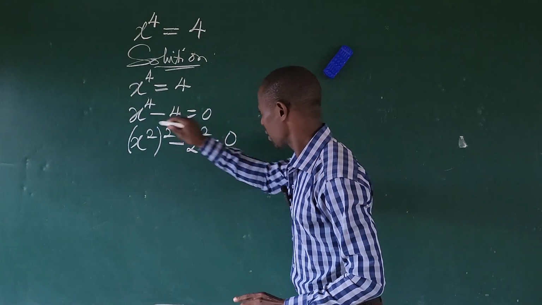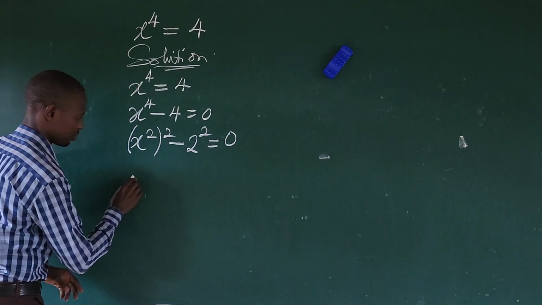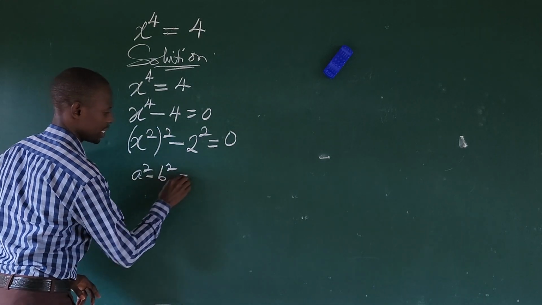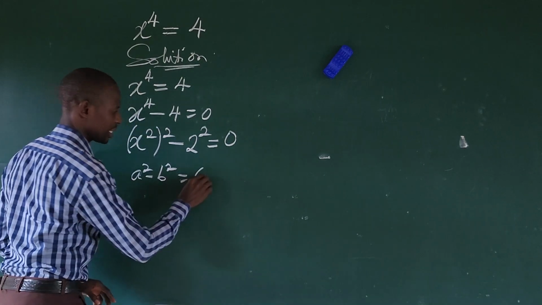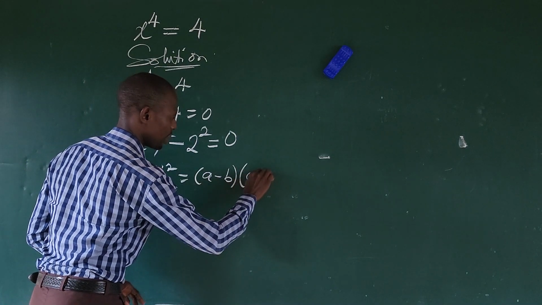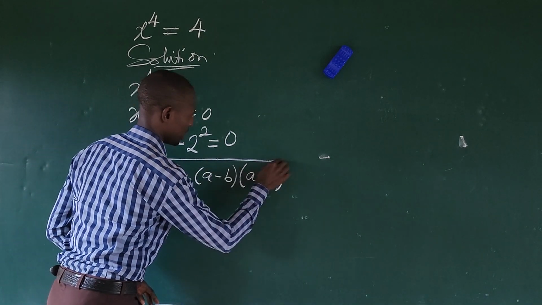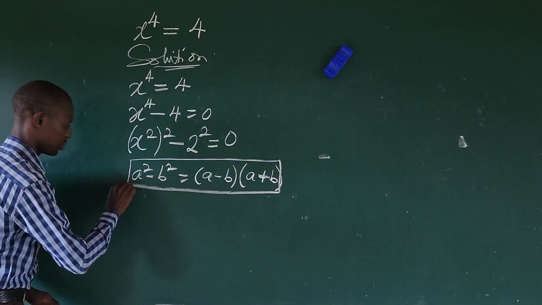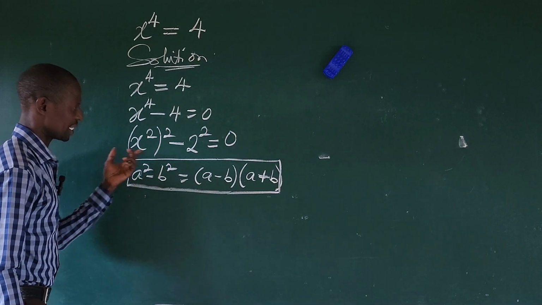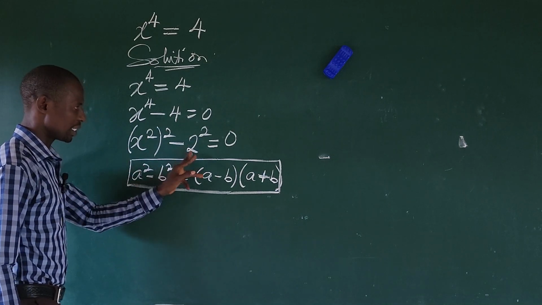So with this, we can invoke the difference of two squares. What does it say? It says that if you have, let's use a squared minus b squared, this is equal to bracket a minus b close bracket, a plus b, right? So if we put this into consideration, you discover that what we have here now is similar to this. So our a is x to the power of 2 and b is 2.